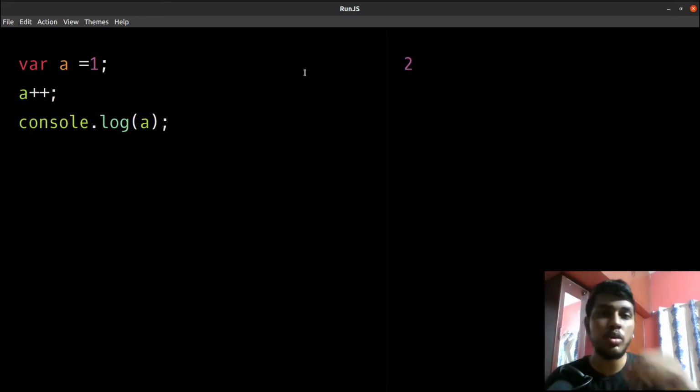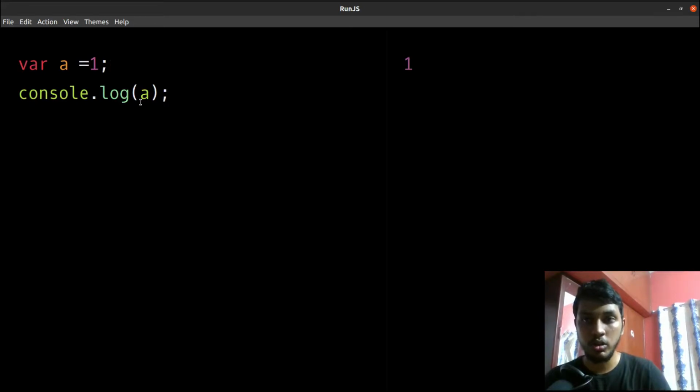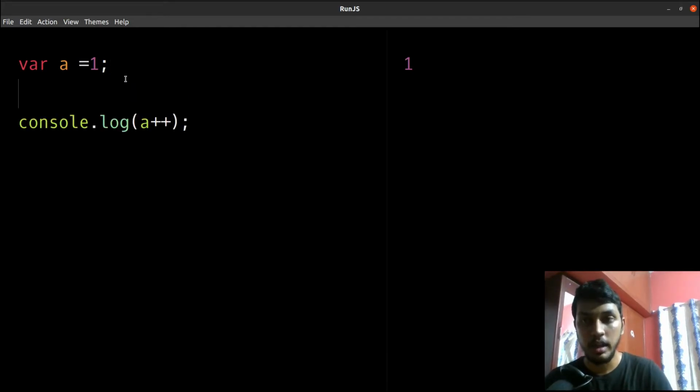There are two types of increment operator, the post-increment operator and the pre-increment operator. The post-increment operator increases the value of the variable after the statement is executed. That is, what I mean over here is, let's just say console.log a plus plus. The value of a is still 1 over here. You need to mention a plus plus over here. That is, the value of a is increased only after the statement gets executed.